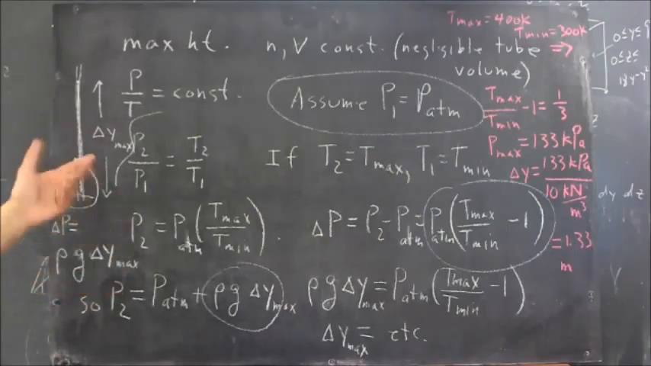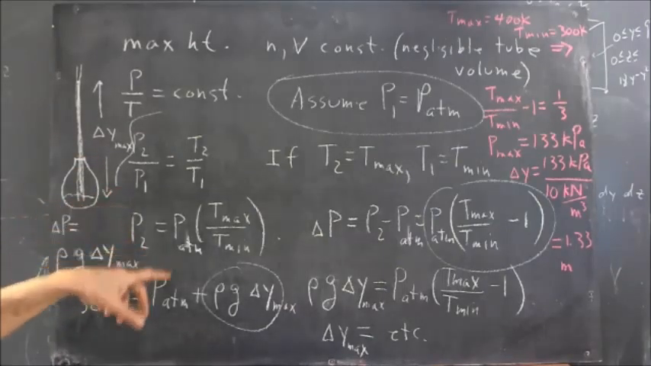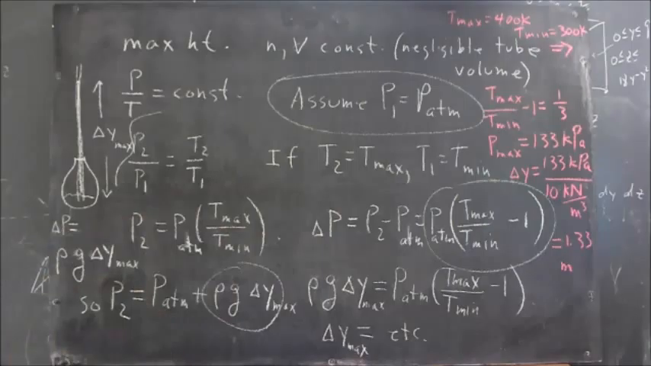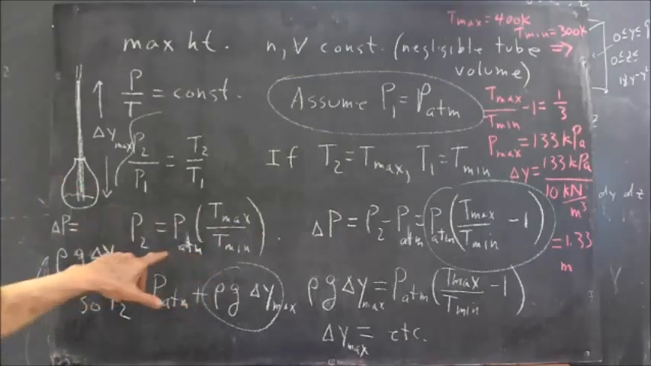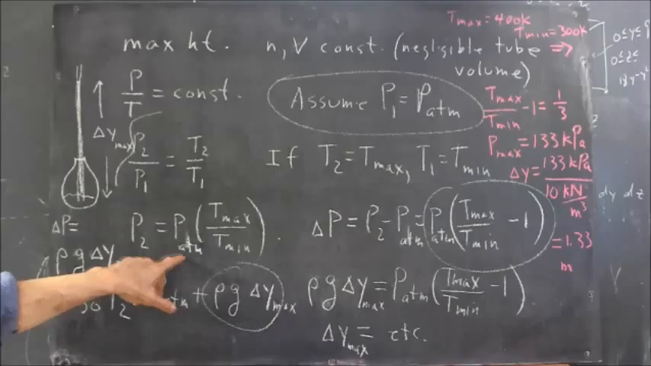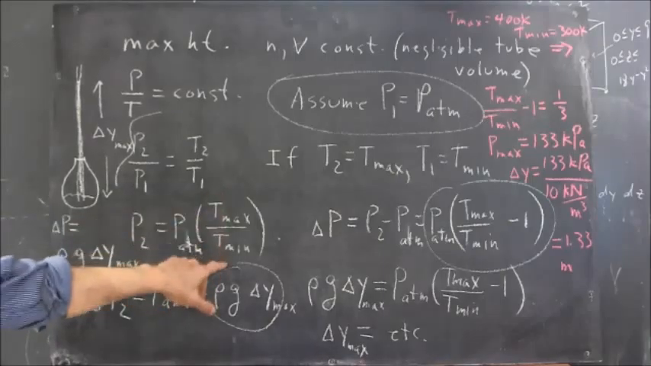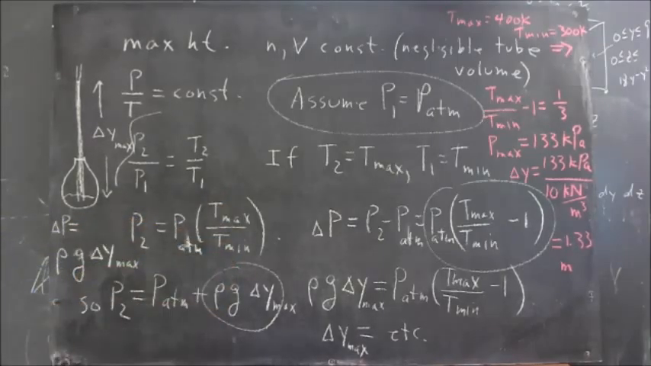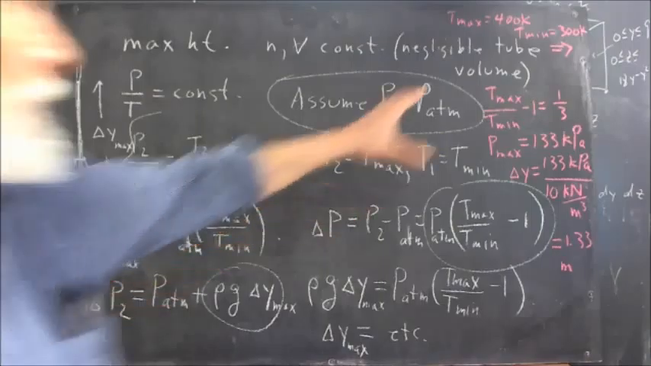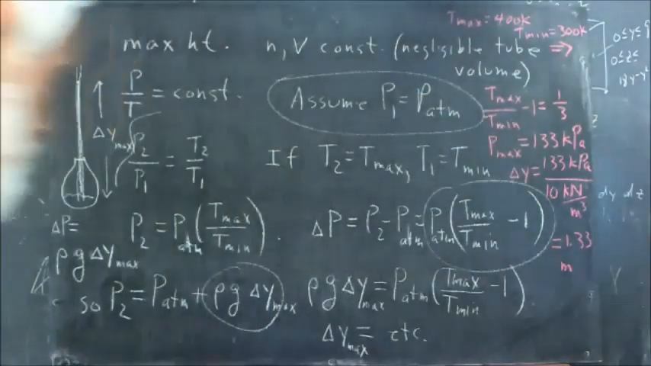Now, in any case, if we assume that the initial pressure is that of the atmosphere, P1 is atmospheric pressure, then P2 will be atmospheric pressure times the ratio of max to min temperature. And that is the case in the situation that we're talking about.